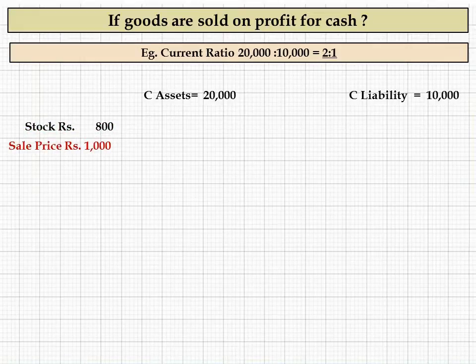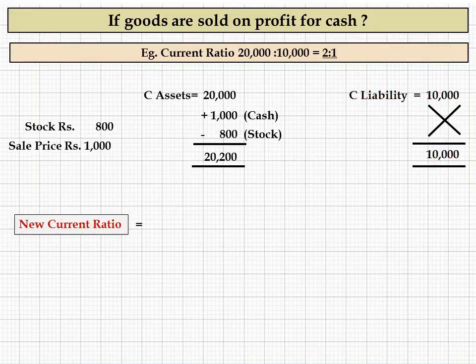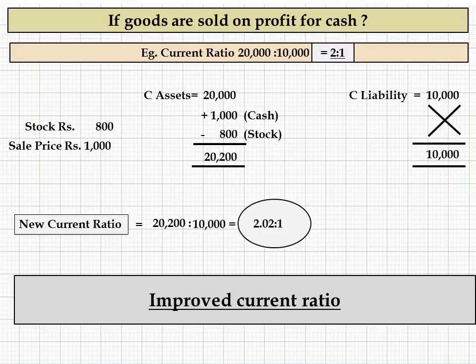So what will happen? We'll receive the cash, rupees 1,000. It will increase our current assets, and we'll lose the stock worth rupees 800. It means we'll lose current assets of rupees 800. So the net effect will be 20,200. Our new current assets will be 20,200, but there will be no effect on current liabilities. That will remain 10,000. So the new ratio will be 20,200 is to 10,000, means 2.02 is to 1. It will improve our current ratio.